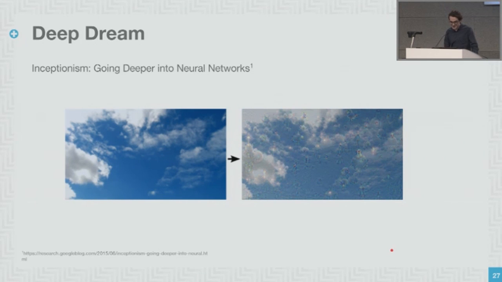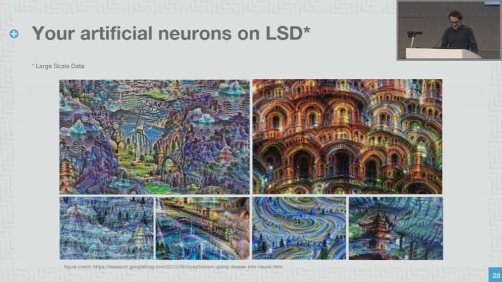And the input doesn't have to be an actual natural image. It can even be random noise. And this is how your artificial neurons dream on LSD, and LSD stands for large-scale data. These images were all created from pure random noise, and how they generated it was to run this deep dream algorithm, and after every iteration, they zoomed it a little bit and fed the output of the iteration as the input for the next iteration, and this is what they got.